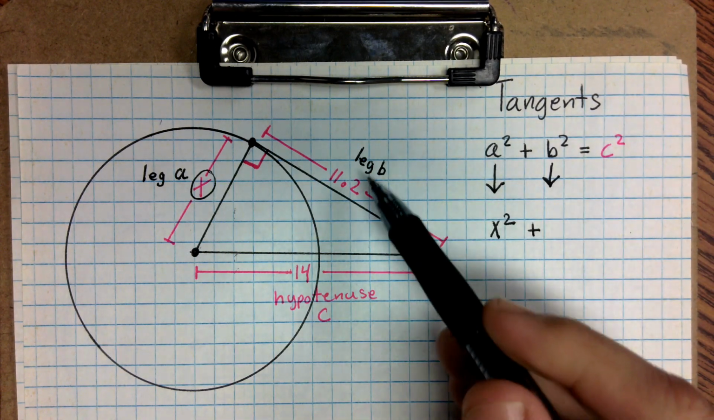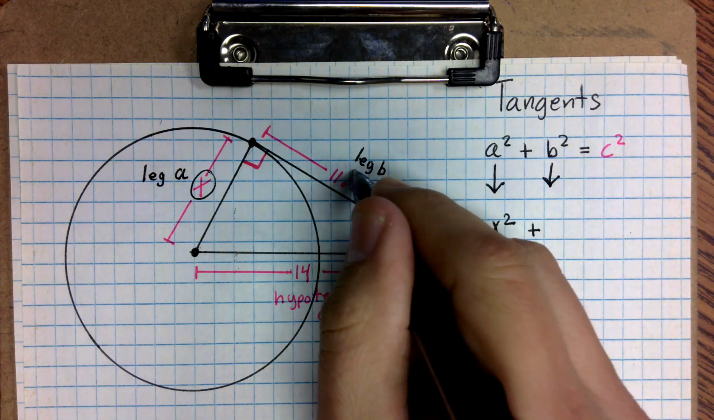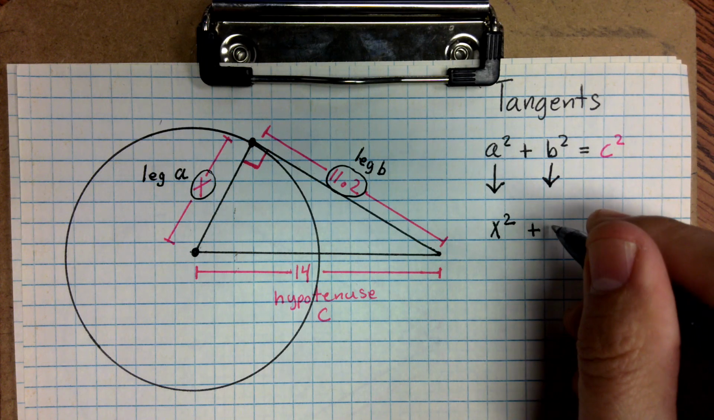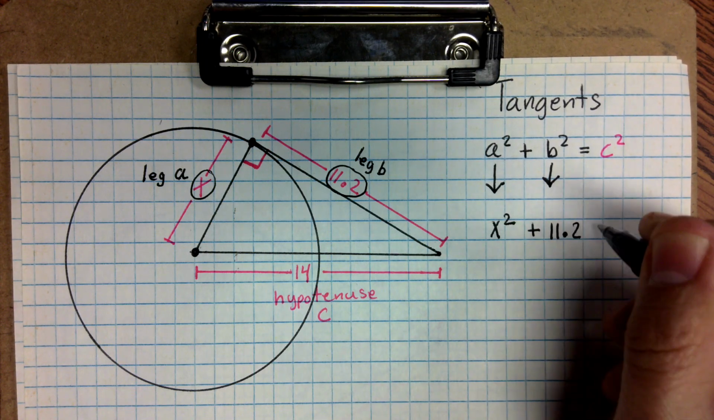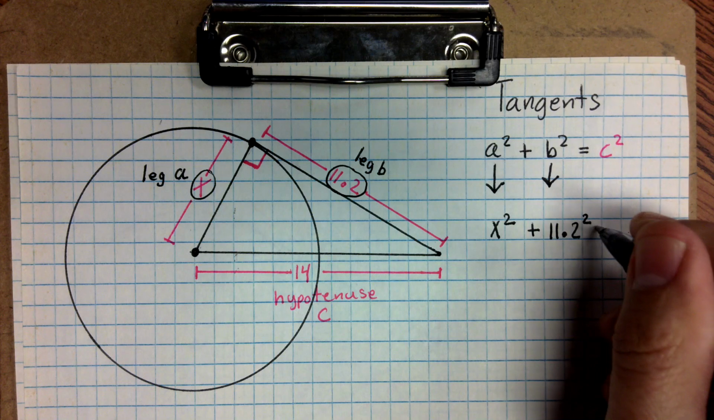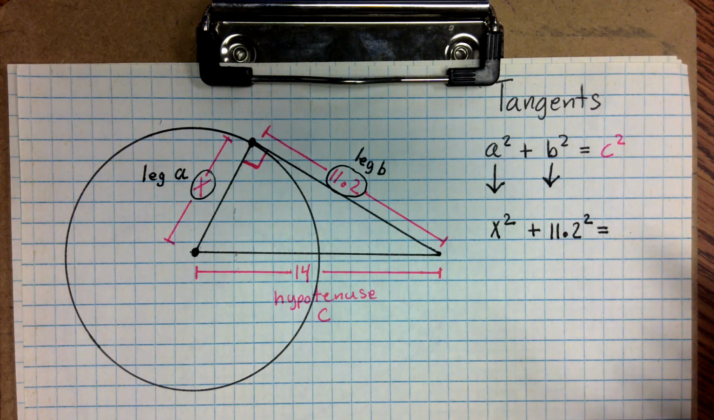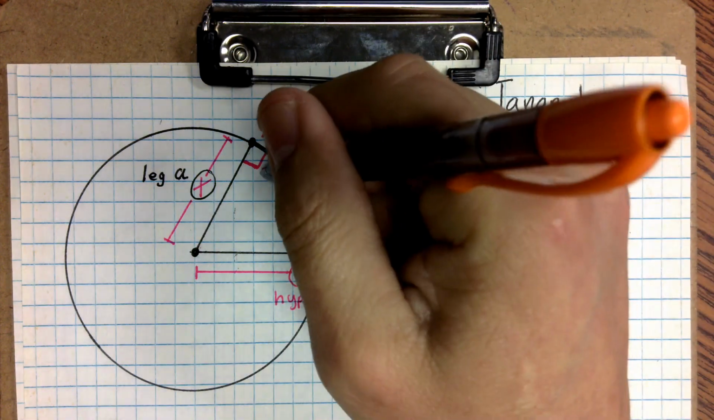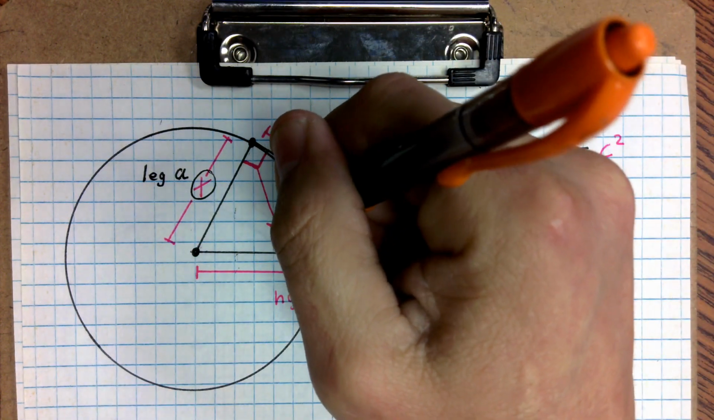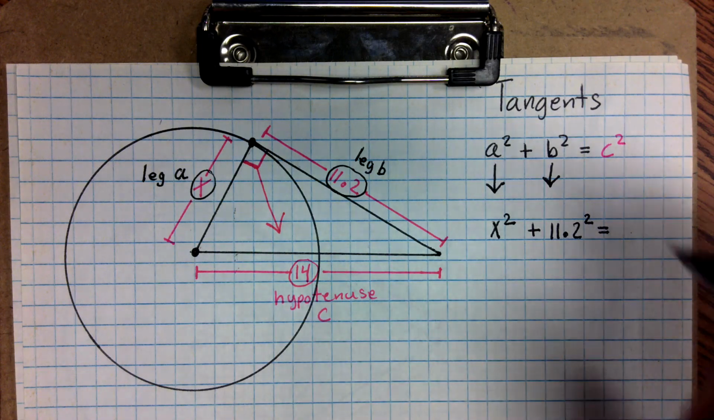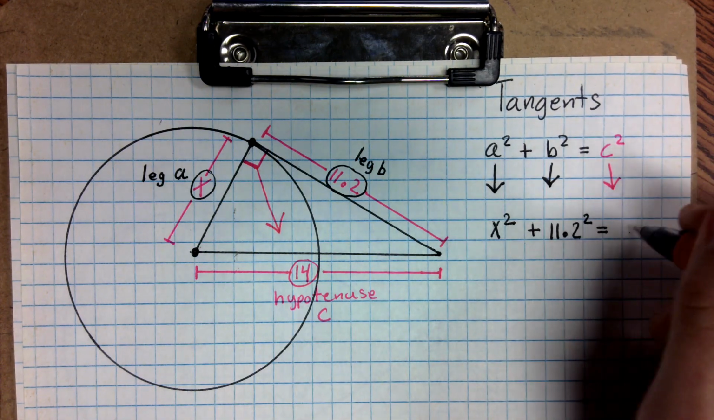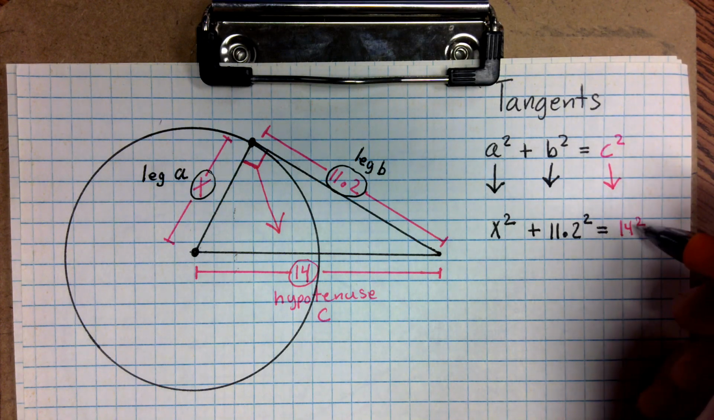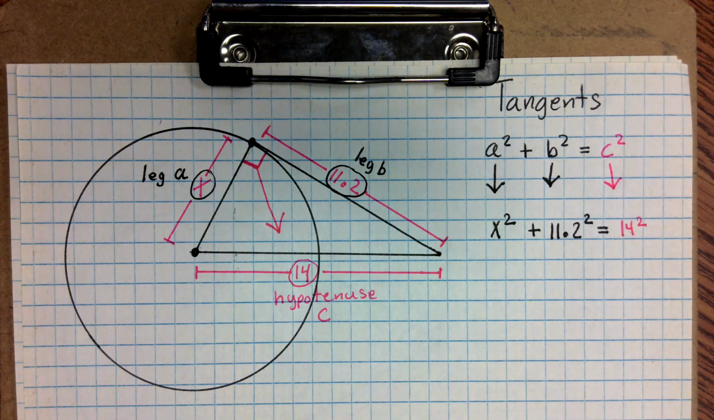Now with b, we're not putting a variable in its place because b has a value. Our value for b is 11.2. So I'm going to go ahead and put 11.2 squared. And I'm going to set that equal to the hypotenuse. And the hypotenuse is this 14 right here. That's the longest side of the triangle. It's also opposite the right angle. And it's 14. So in place of C, I'm going to put 14, and I'm going to square it as well, because C is represented by 14, but C has to be squared.